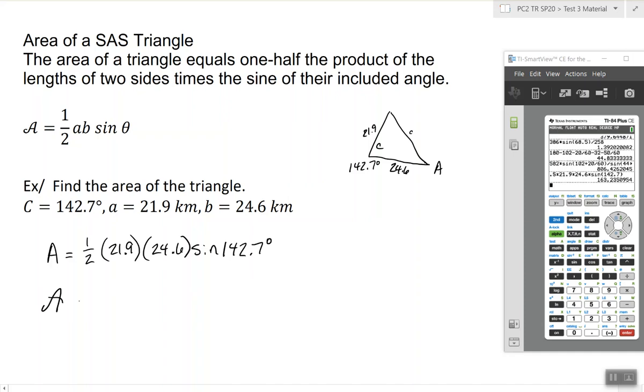They put this as a script A so you don't confuse it with big A being an angle, but the area is approximately 163, and that's going to be kilometers squared.